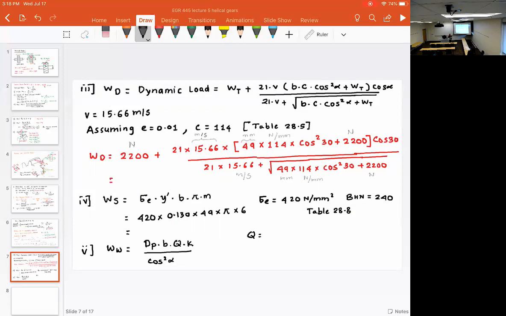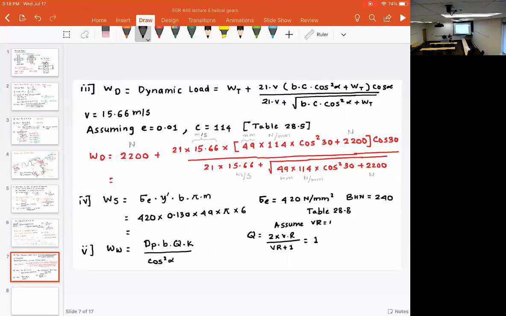Unfortunately, this is just one gear. We don't have the ratio factor, so I'm going to assume a velocity ratio equal to 1. So Q equals VR divided by VR plus 1. So basically Q becomes 1.